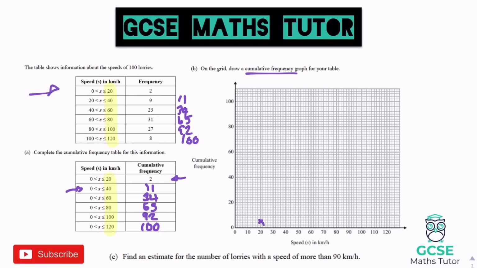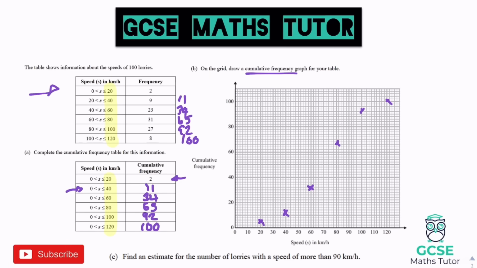And then we've got 11, the cumulative frequency going to 40, so 11 is here. Then we have 34, and it just goes along 20 every time, so 34 is around about here. Then 65, there we go. Then we've got 92, which is here, and then finishing it up on the 100. There we go.